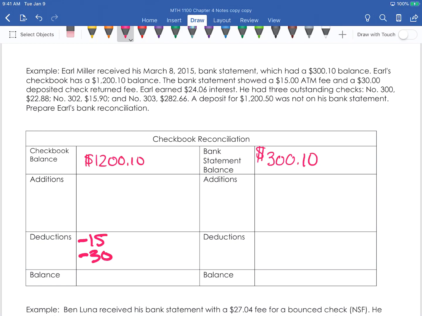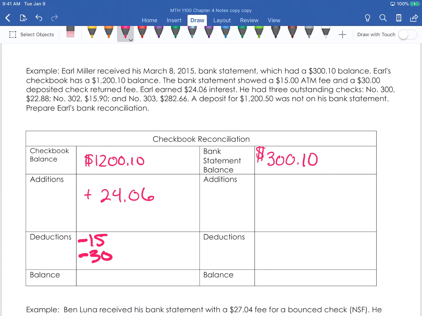Now, let's see. It also says that he earned $24.06 in interest. So that's what his bank statement is saying, how much interest he earned. So he wants to make sure that he records that in his checkbook balance. So we're going to put that as an addition, since that's money that he earned that he's putting into his account. So we're going to put that as an addition as $24.06.